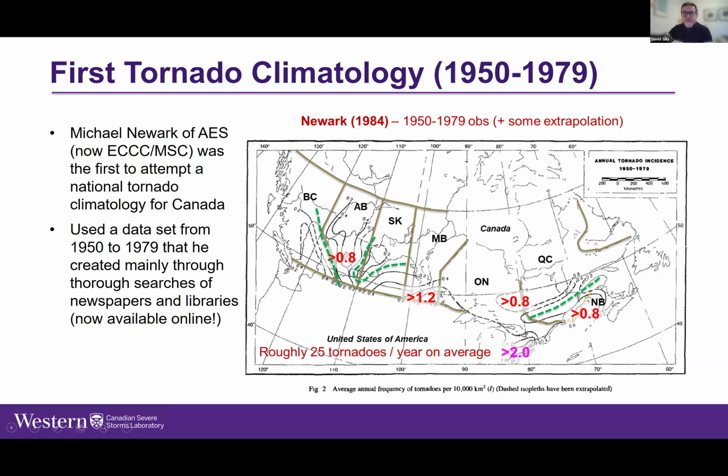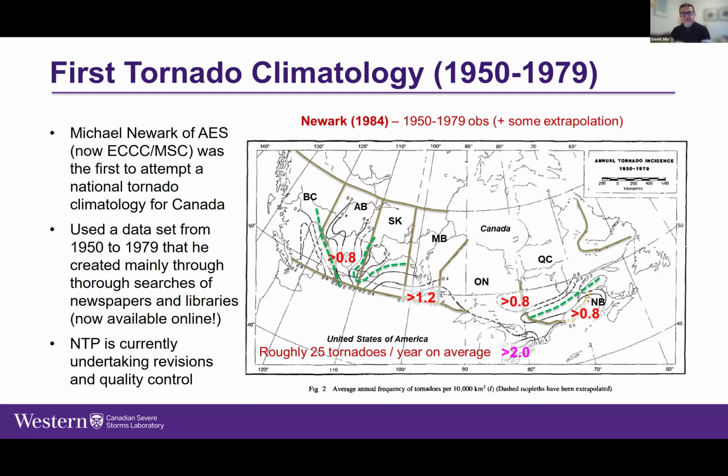I'm not sure what was the reason for those being put there. But roughly, in Southern Ontario, that was the highest. Southwestern Ontario into the GTA area is more than 2 tornadoes per 10,000 kilometers squared per year. So it had the highest rate of occurrence. Overall, it was roughly 25 tornadoes per year on average over that period.